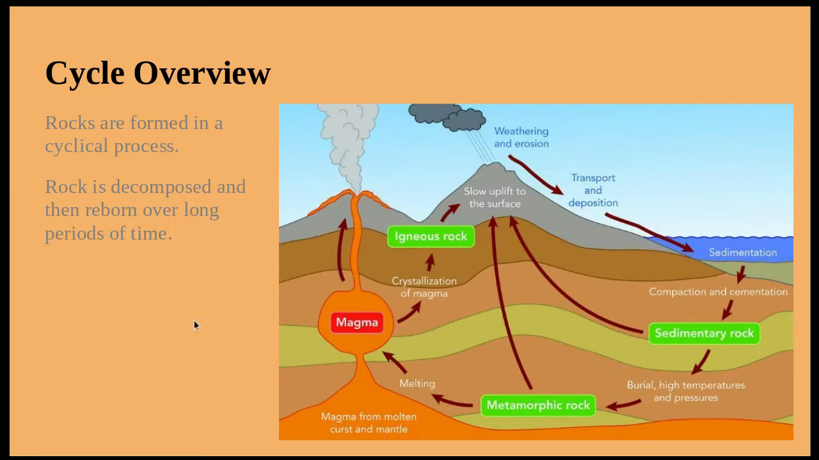Now let's talk about how we get these rocks, and there's a cycle for this. You're going to find that in geology and environmental science, you're going to find a lot of cycles. So this cycle is called the rock cycle. And this is what it looks like overall. Rocks are formed in this cyclical process, and then they're decomposed and reborn over long periods of time. So as you can see, we start the process here in magma. That magma might crystallize and become igneous rock, or it might slowly uplift towards the surface and then erode, right? Transport, become sediment, get buried, it might metamorphosize, or whatever, right? It all goes in this circle. So let's go over each step.